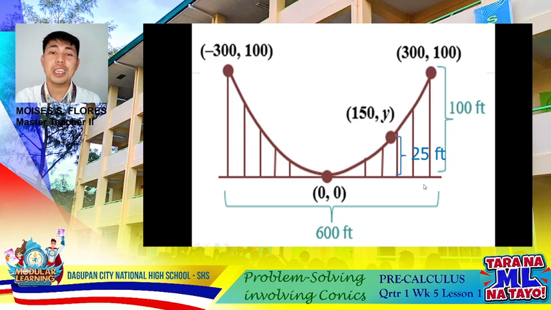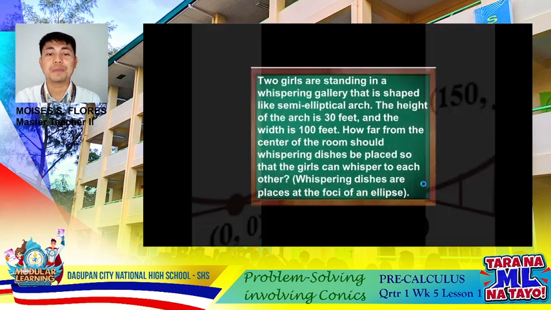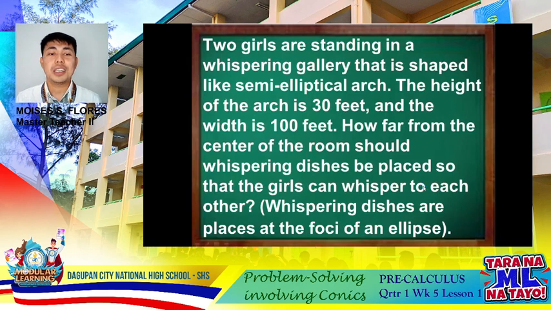We are now ready to deal with the third problem. Okay, it says here that there are two girls standing in a whispering gallery that is said to be shaped like a semi-elliptical arc. The height of that arc is said to be 30 feet and the width is 100 feet. How far from the center of the room should the whispering dishes be placed so that the girls can whisper to each other? Take note that whispering dishes are placed at the foci of an ellipse.